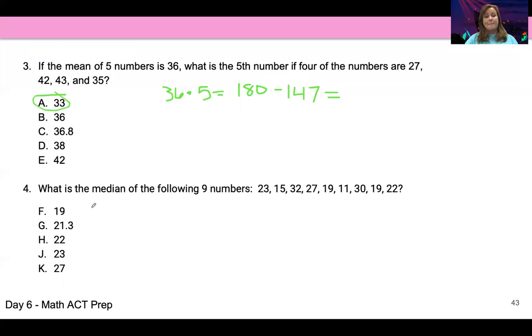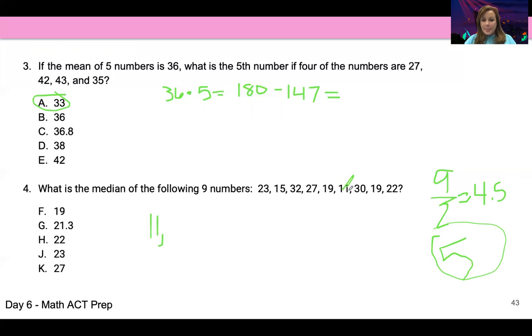There you go. Here, what is the median of the following 9 numbers? Well, if there's 9 numbers, 9 divided by 2, it's odd, 4.5. So I'm looking for the 5th number. Let's see. The smallest number is 11. Cross it out. The next one is 15. Then it looks like the 3rd and 4th. And then the 5th one is what? 22. Can I stop there? Yes, because it's the 5th one.